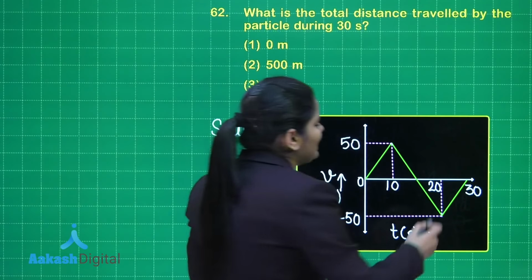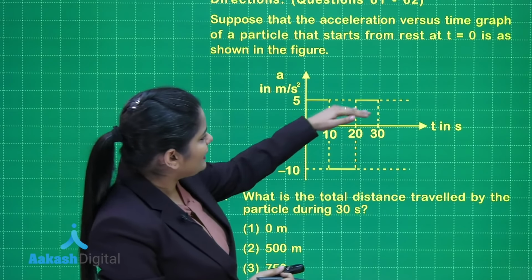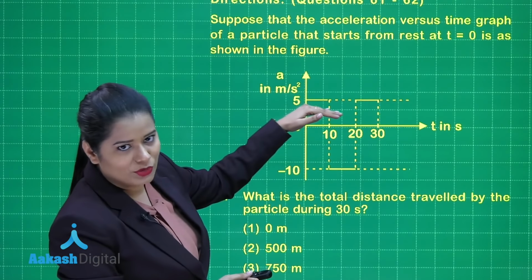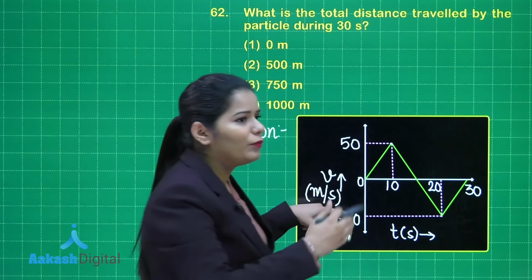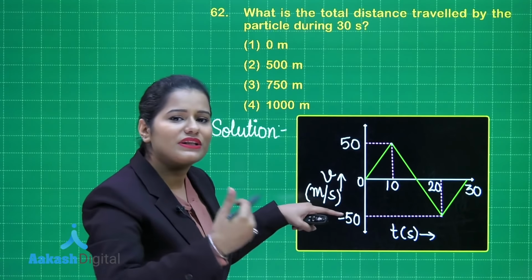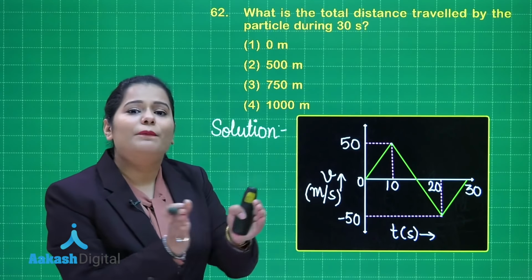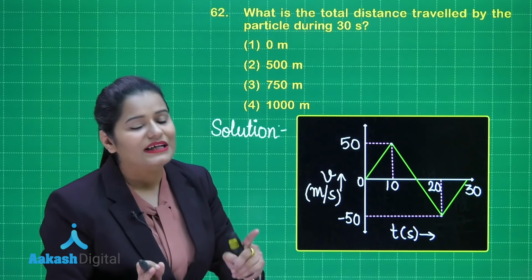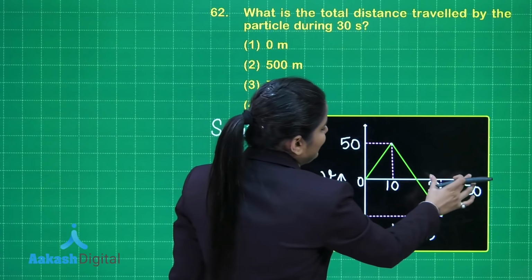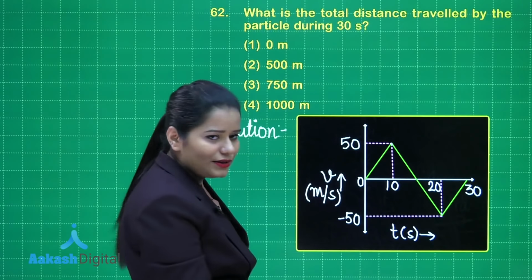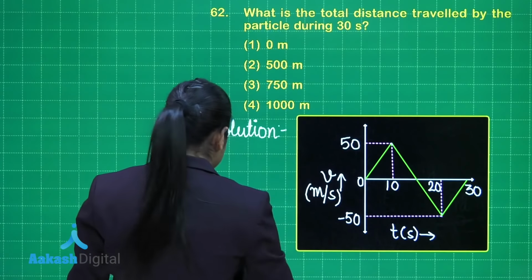After that, in the interval 20 to 30, you can see the particle again attained a positive acceleration. If the particle is moving with negative velocity and positive acceleration starts acting on it, it means the velocity and acceleration are still in opposite directions, and hence the particle will again come to rest. So at the end of 30 seconds, the particle velocity will come out to be 0. This is how we are getting this graph.